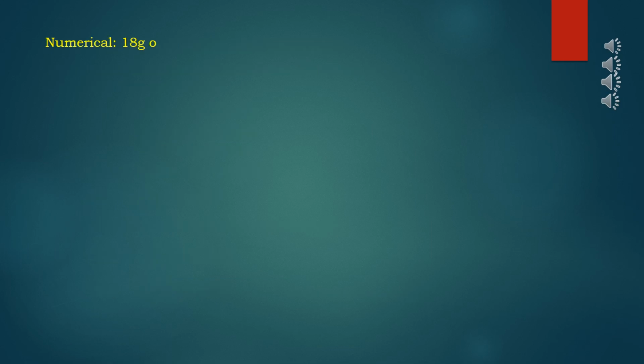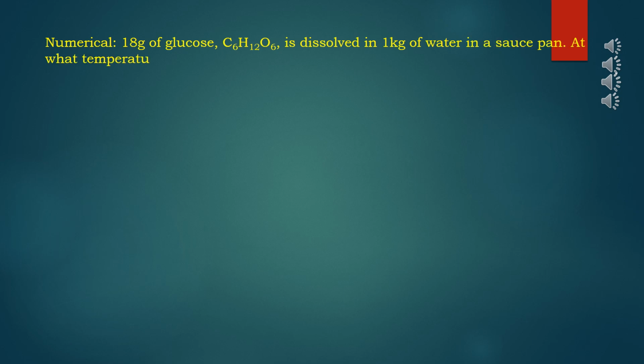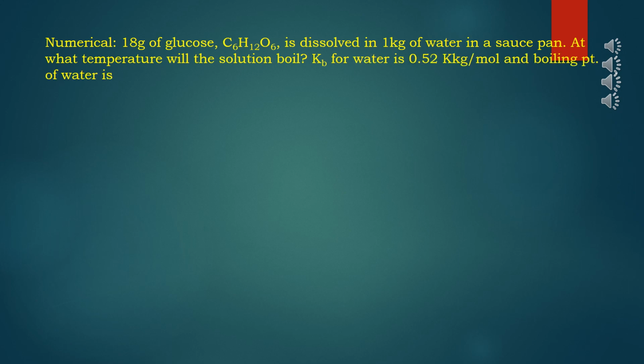So let's try one numerical based on elevation in boiling point, colligative property. The numerical is: 18 gram of glucose, whose molecular formula is C6H12O6, is dissolved in 1 kilogram of water in a saucepan. At what temperature will the solution boil? The Kb for water is 0.52 Kelvin kilogram per mole and boiling point of water is 373.15 Kelvin.